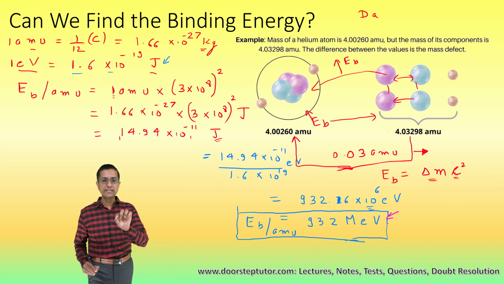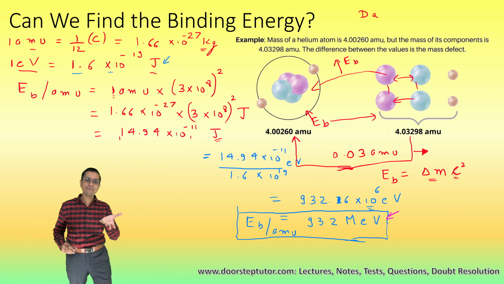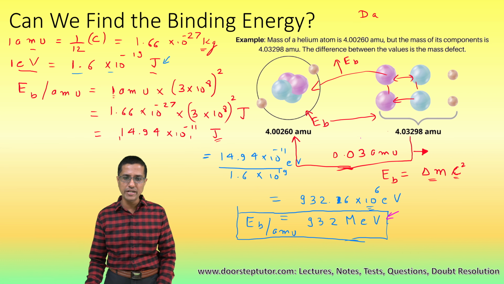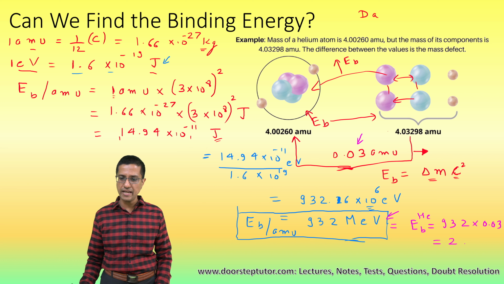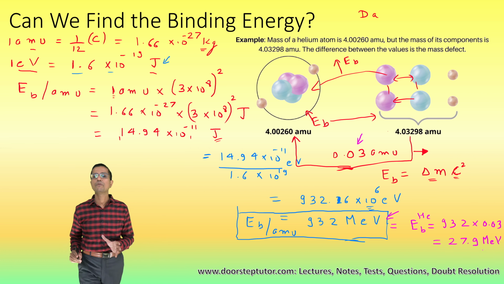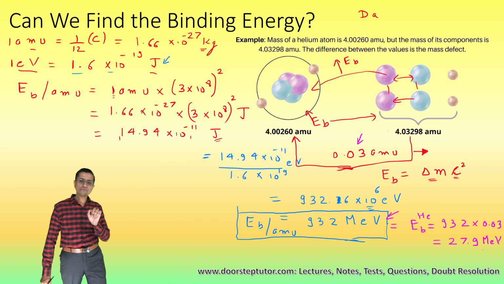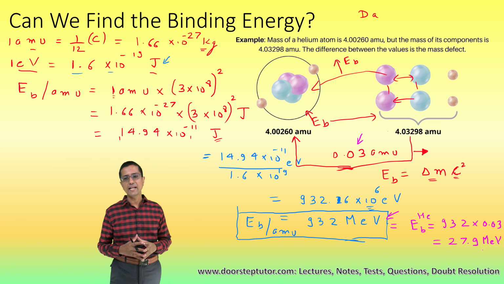In this case, the amount of mass defect is 0.03 AMU. That is the mass defect. Therefore, what would be the binding energy for helium atom? The binding energy EB for helium will be equal to 932 multiplied by 0.03, and if you compute this, it comes out to be 27.9. That is the binding energy, and of course this is in mega electron volt, so we always have to make sure that we write the units. So this is 27.9 or approximately 28 mega electron volt.